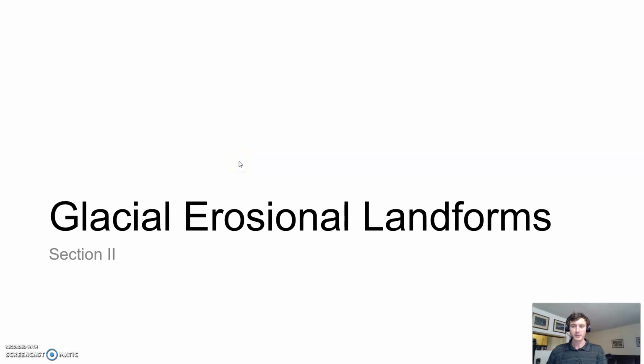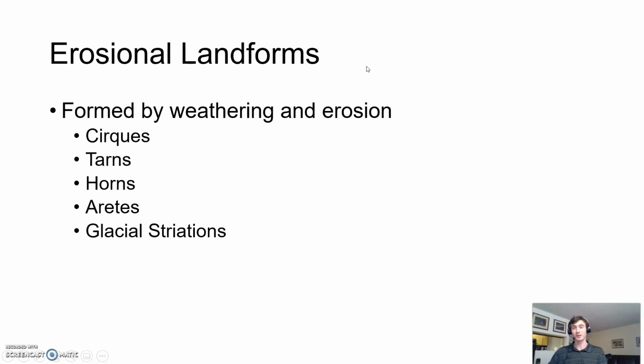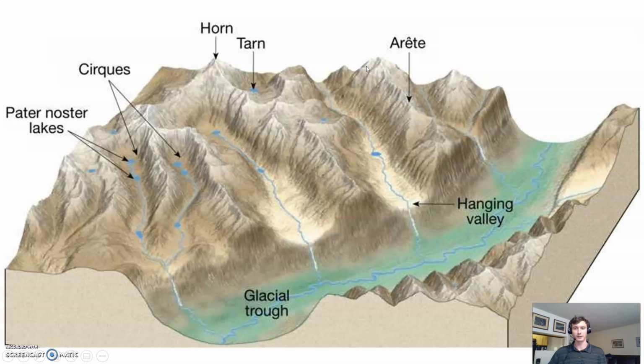Hello everybody, welcome back. We have section 2. We're going to be talking about erosional landforms. So okay, this is where glaciers are carving something out, taking material away from where it originally is. So what are we talking about here? We're talking about weathering and erosion caused by glaciers, which results in these sorts of landforms: cirques, which we talked about a little bit already, tarns, horns, arêtes, glacial striations, and U-shaped valleys.